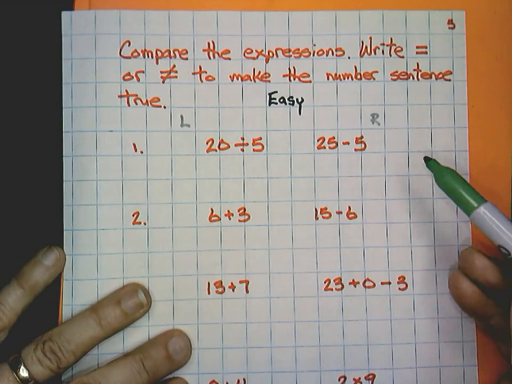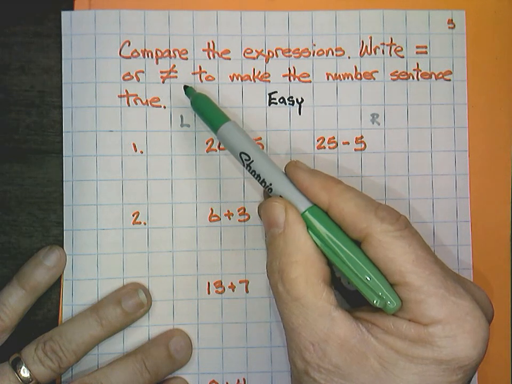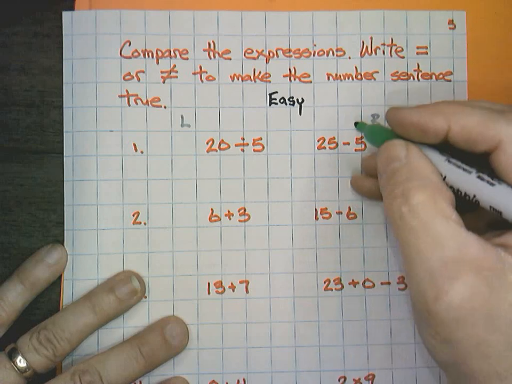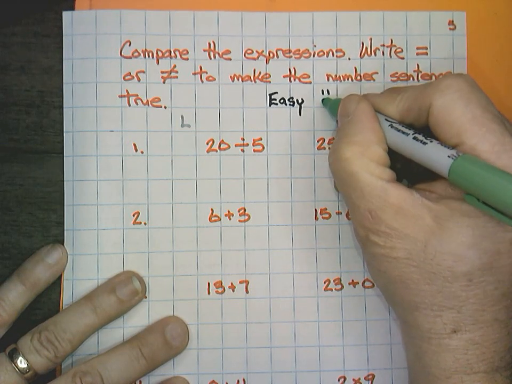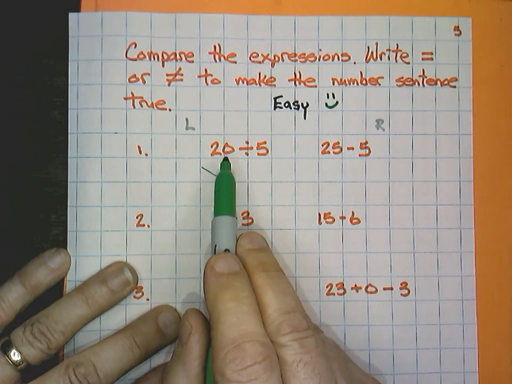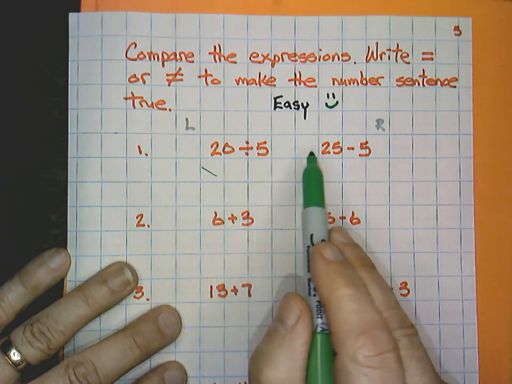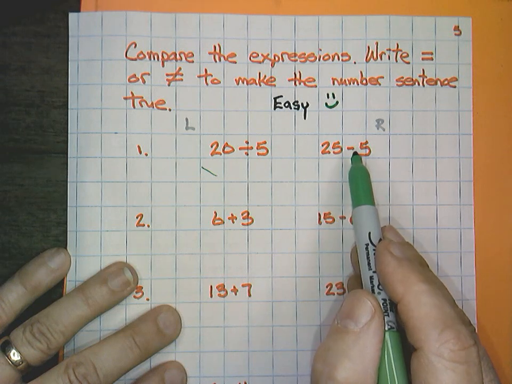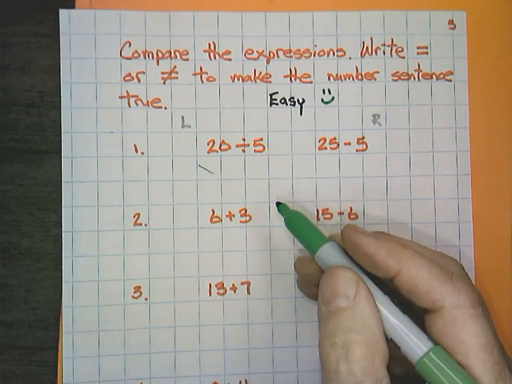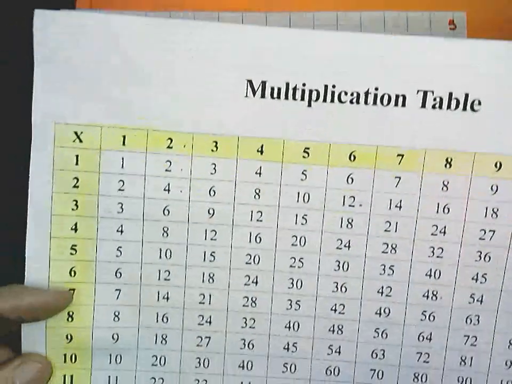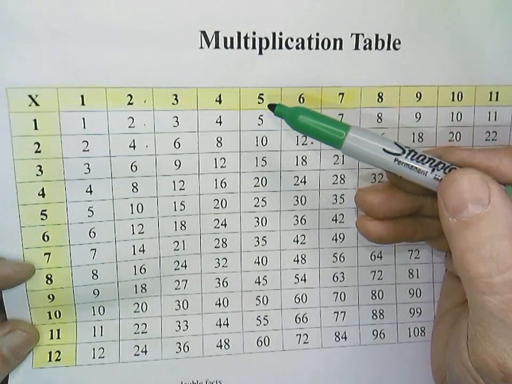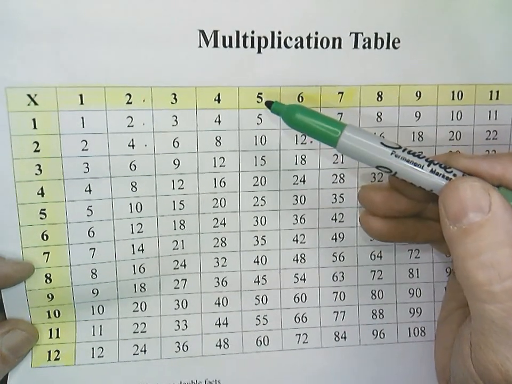Compare the expressions, write equal or not equal to make the number sentence true. Let's try some easy ones. On the left, 20 divided by 5, and we're comparing that to the right, 25 minus 5. 20 divided by 5, and remember from previous lessons, you could use a multiplication table.